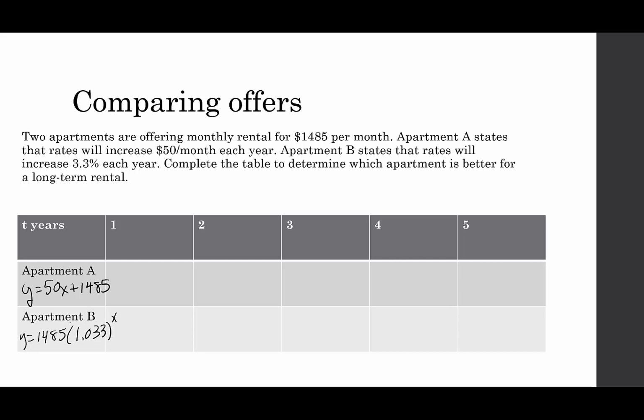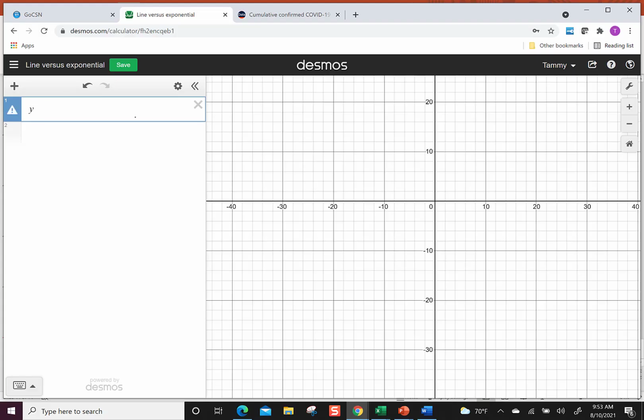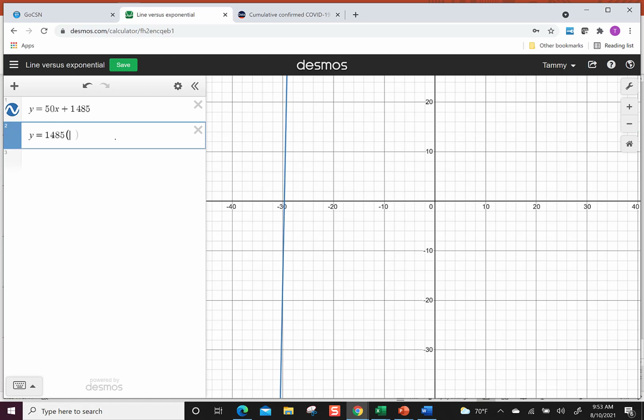So if we want to plug in 1, plug in 2, plug in 3, plug in 4, plug in 5, we have an easy way to do it. We can go to Desmos to get this done. So to start, I'm going to enter my 2 equations. I had 50x plus 1,485. Then apartment B was y equals 1485 times 1.033 to the x.